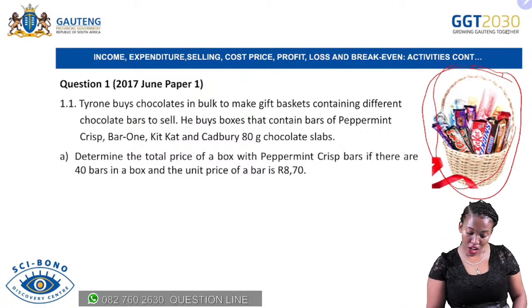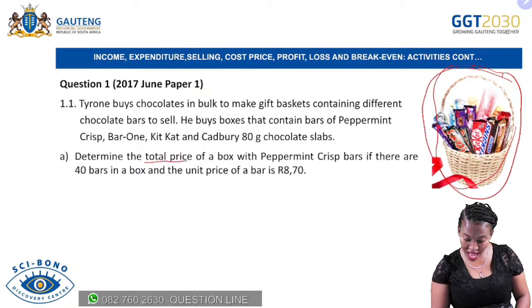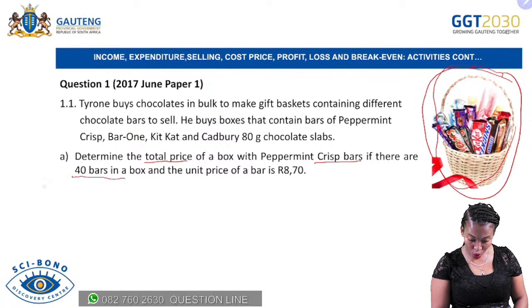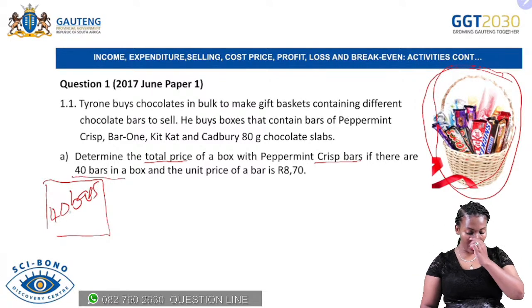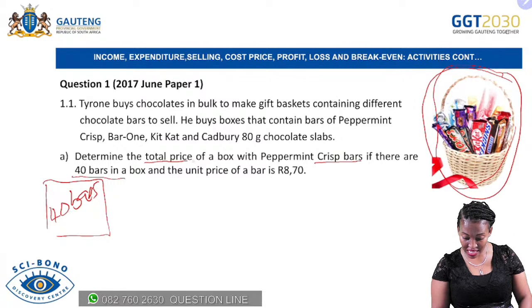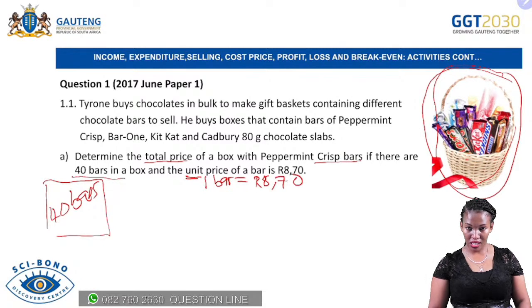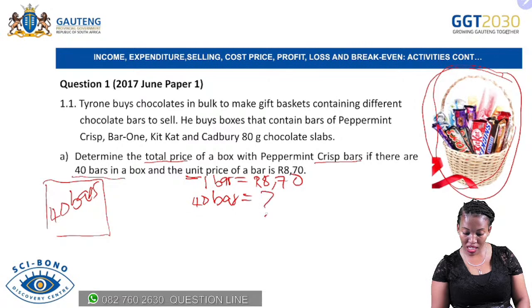The first question: you must determine the total price of a box of Peppermint Crisp bars if there are 40 bars in a box. So when you buy them in a box, there are 40 of them. The unit price of a bar is 8.70 rand. The unit price means the price for 1 bar. If 1 bar costs 8.70 rand, how much will 40 bars cost? How much will you pay for 40 bars?